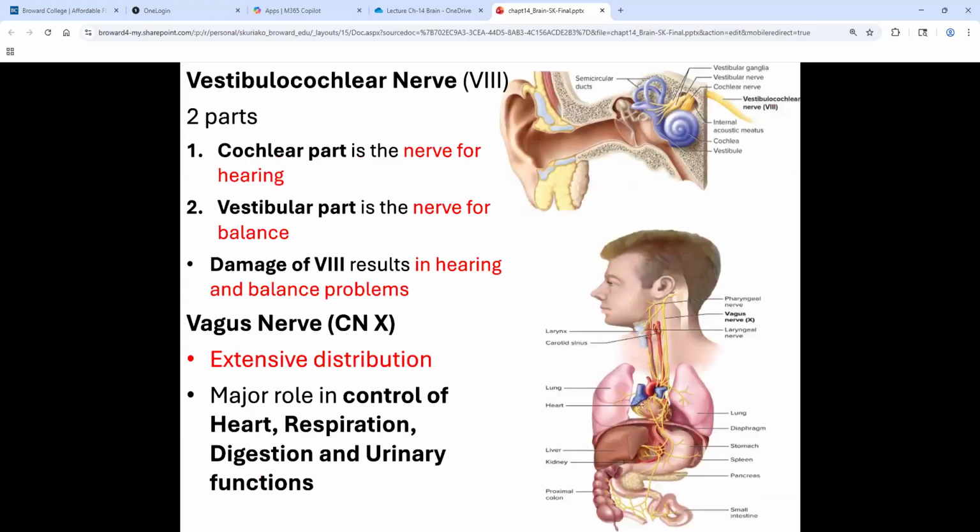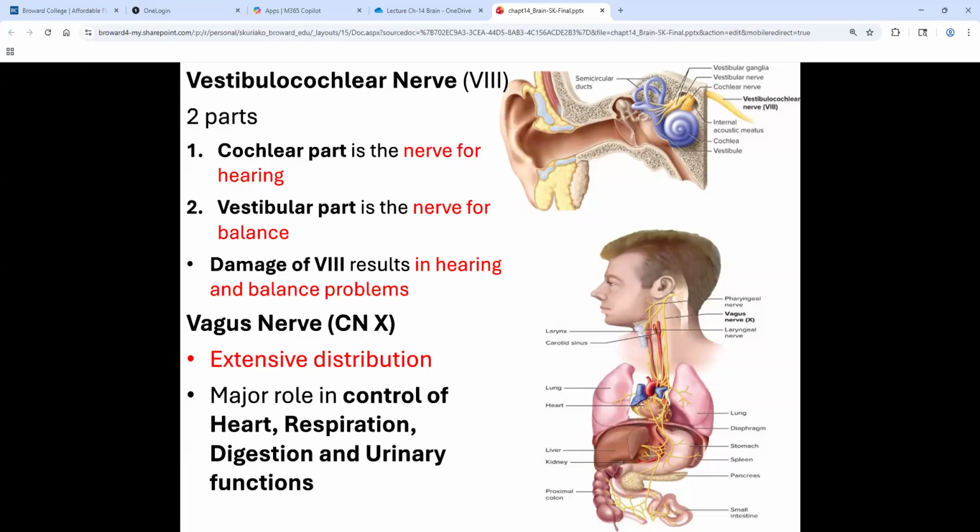Vestibulocochlear nerve is the nerve which is associated with hearing, but it's got one more function. Vestibulo means it is a part which controls balance. Your inner ear is concerned with balance also. So if you have an inner ear problem, you can lose your balance. Also, it is concerned with hearing. Cochlear is the part which is associated with hearing. Vestibular part is the part which is associated with balance. So that's why it's called vestibulocochlear nerve.